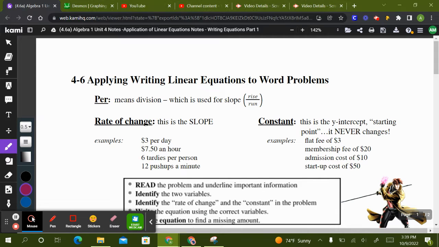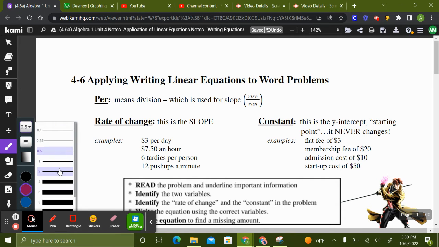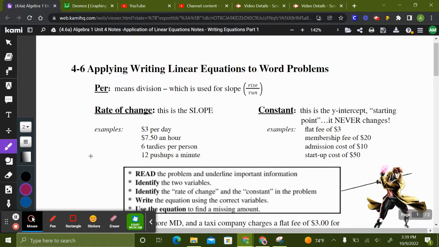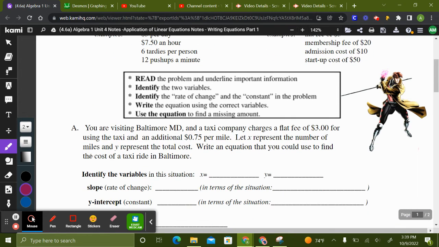Okay, this lesson is 4.6, applying writing linear equations to word problems. So basically all that's different in this lesson is that we're going to be looking for our information from a word problem. So we're still looking for a slope and we're still looking for a y-intercept, and everything that we know about slopes and y-intercepts is the same. We're really just gathering that information from a word problem or a situation rather than just being told, hey, this is our m and this is our b.